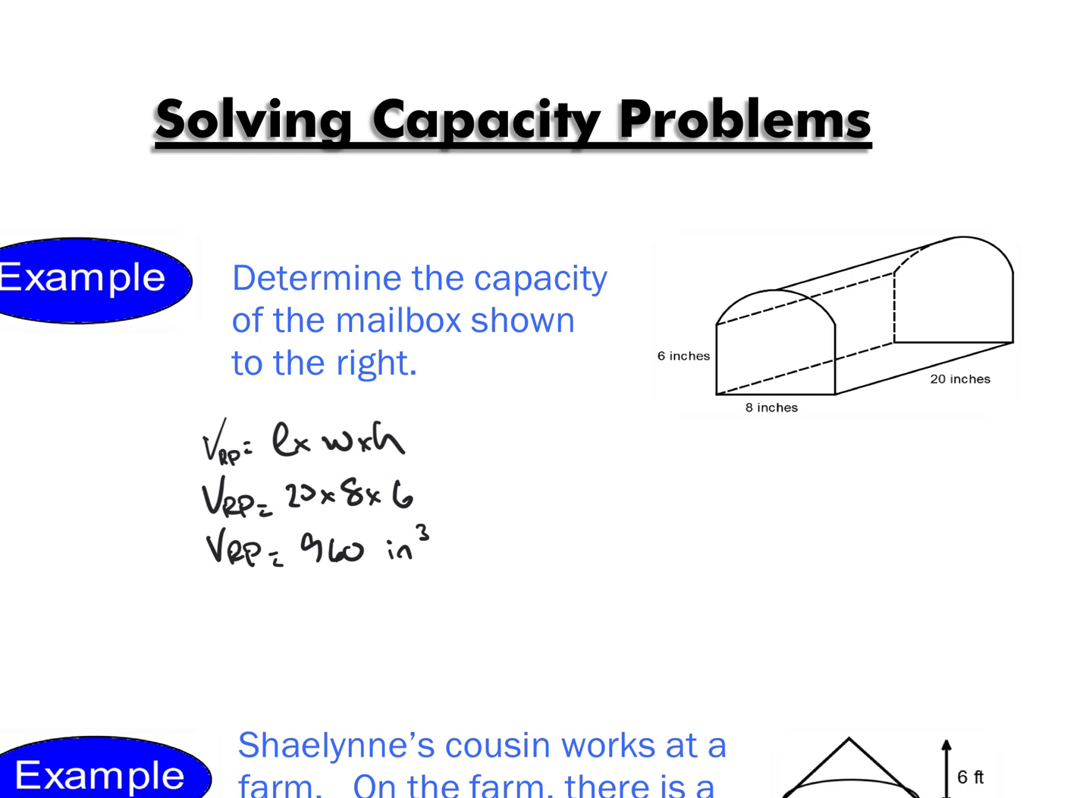Now, the volume of the cylinder. So he says half a cylinder. Okay. So the formula for the volume of a regular cylinder, so that means a wholly intact cylinder, is pi r squared h. That's the formula for the volume of a whole cylinder. But if it's half a cylinder, then we're going to divide it by 2. And now it's half a cylinder.